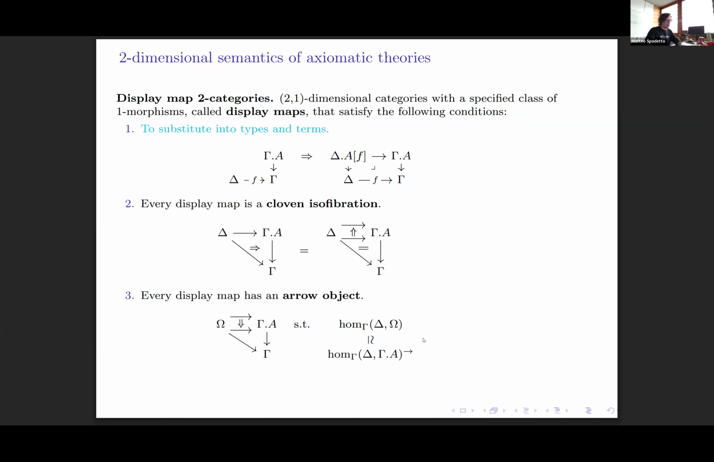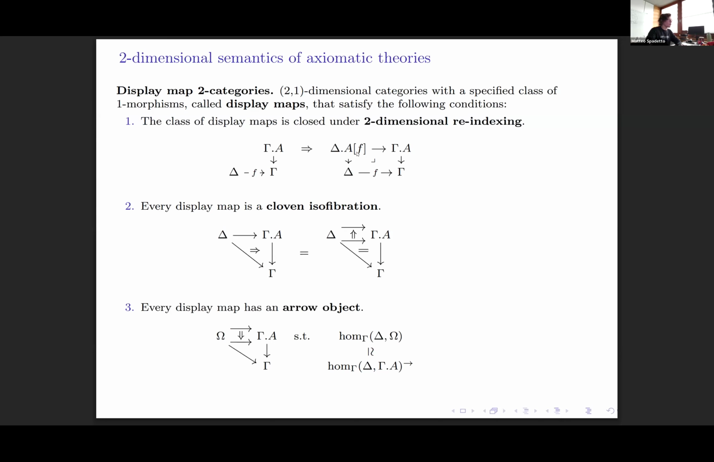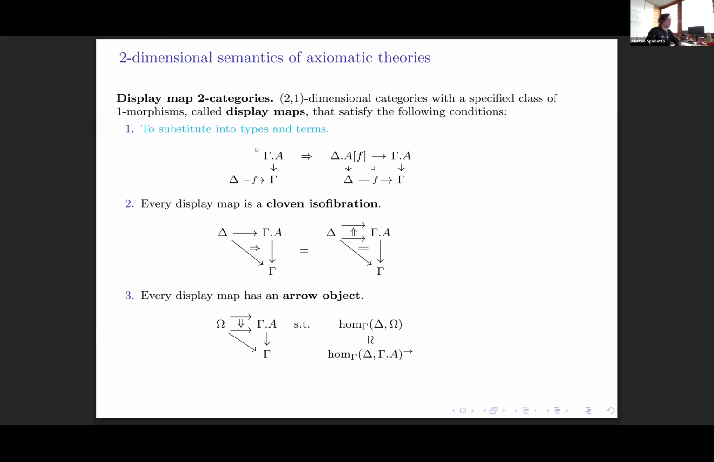Basically, let us start from the first condition, that display maps are closed under pullbacks and that these pullbacks are two-dimensional pullbacks. This is just meant to being able to substitute into types and terms, as we usually do in display map categories, in CWFs. The third condition, that you have arrow objects for types, is meant to interpret identity types, but identity types that only admit a pseudo-elimination term, so not actually a section of the appropriate display map. Namely, when you try to build J, the elimination of the identity types, you cannot immediately build it as a section of a display map, but only as a section up to a two-dimensional cell, a pseudo-section.